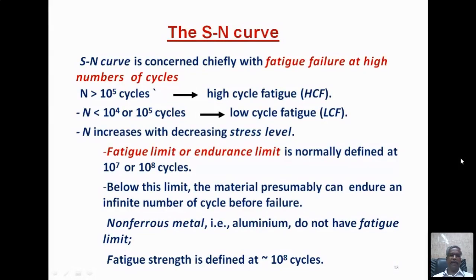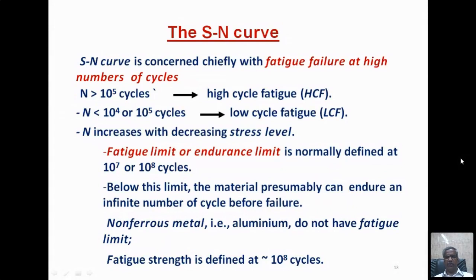If your specimen fails under the cyclic loading at 1000 cycles, then it is low cycle fatigue failure. If your material fails after 50 lakh cycles, then it is high cycle. So N increases with decreasing stress level. It's obvious, because if you reduce the stress acting on the material, definitely the number of cycles will increase. As I told, fatigue limit or endurance limit is normally defined at 10^7 or 10^8 cycles. It is based on the user's requirement.